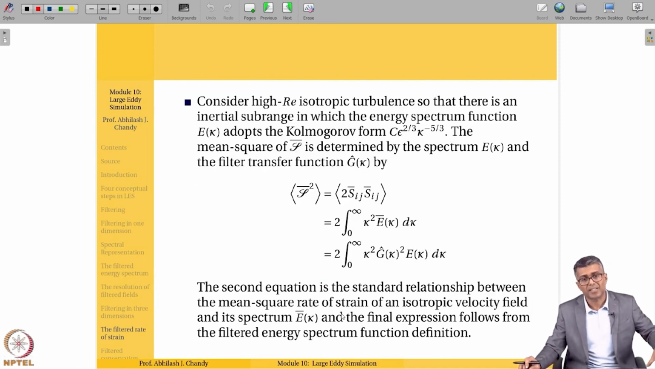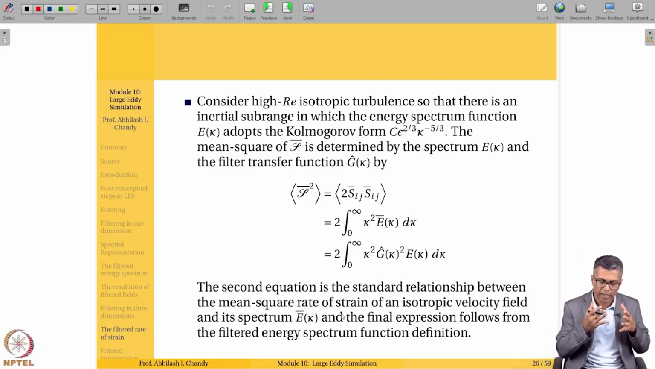Now, let's consider high Reynolds number isotropic turbulence. Obviously, it is going to be high Reynolds number moving forward because we are talking about doing large eddy simulations.